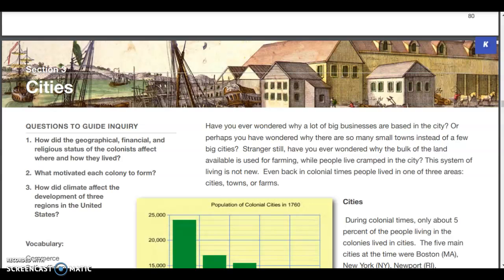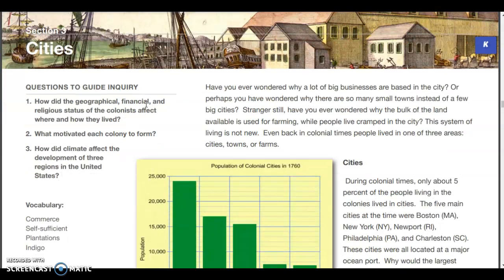Section 3 says it's about cities. Some questions to guide our inquiry. So we'll be looking for: how did the geographical, financial, and religious status of the colonists affect where and how they lived? What motivated each colony to form? And how did climate affect the development of 3 regions in the United States? So those are still those same questions that we've been looking to answer within the first few sections.